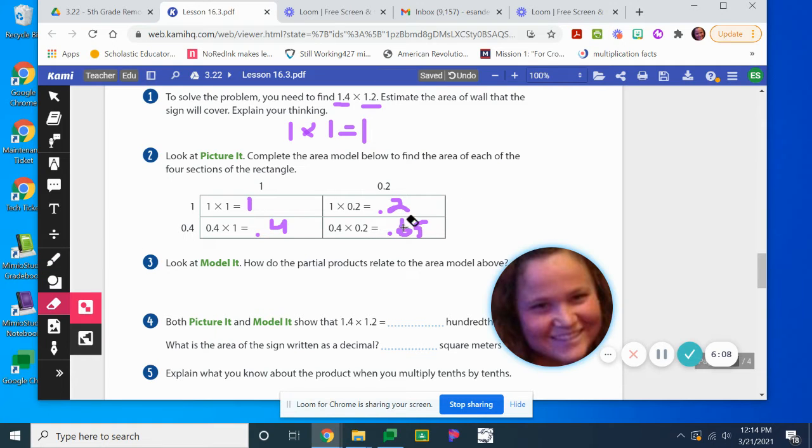No, come on, stop, Miss Sanders. 0.8, 0.8 hundredths. Okay, we've got those.